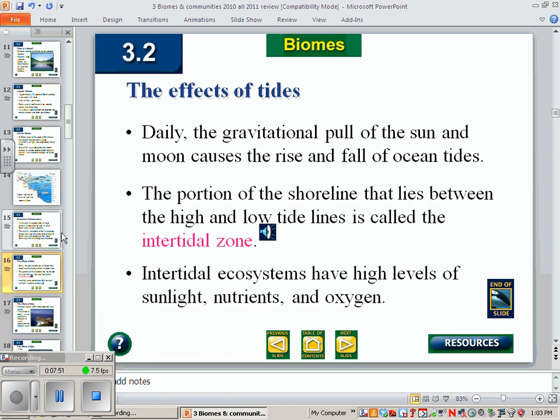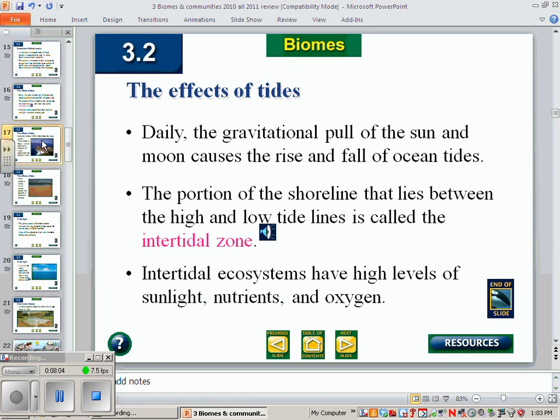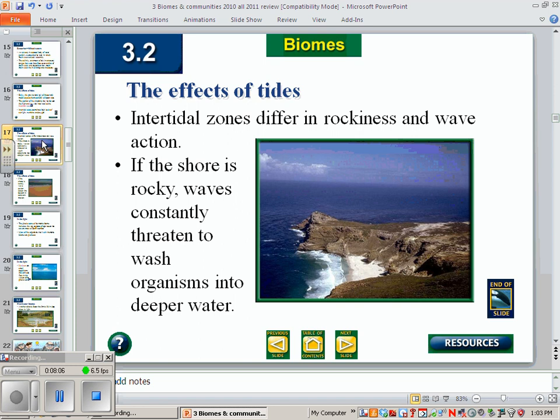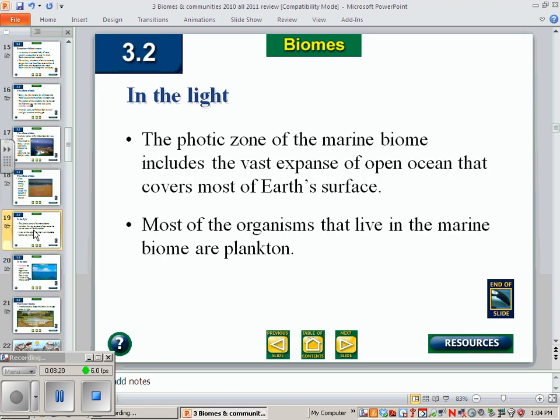Tides. Areas that are affected by the tides are called intertidal zones. These are due to the gravitational attraction of the moon and the sun. Because the moon is closer, it's going to have the greatest impact. Okay, again, rocky areas: organisms have to be able to withstand wave action so that they don't get pounded. Sandy bottom intertidal zones have constant motion in the bottom. The photic zone is where you have sunlight to the bottom of it.